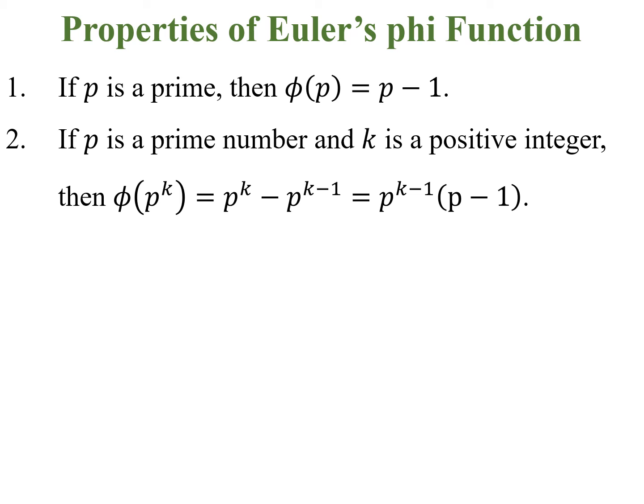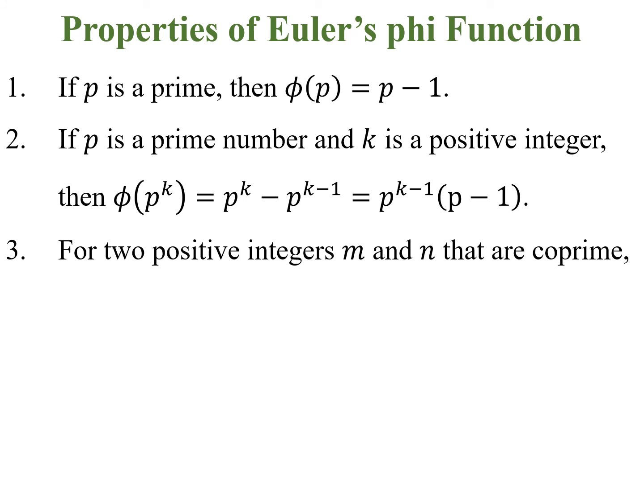See, if you are to find phi of 25, how can you find it? 25 is nothing but 5 squared. So, how can we get it? P is 5, K is 2. So here it will be 5 raised to 2 minus 1, that means 5 raised to 1, that is 5 into bracket 5 minus 1. 5 minus 1 is 4. 5 into 4 is 20. In this way, you can get phi of 25 equal to 20 in just a few seconds. So, this is a very good formula for us.